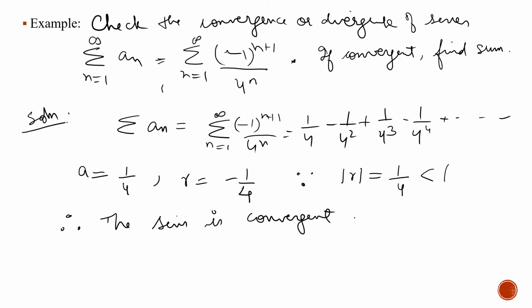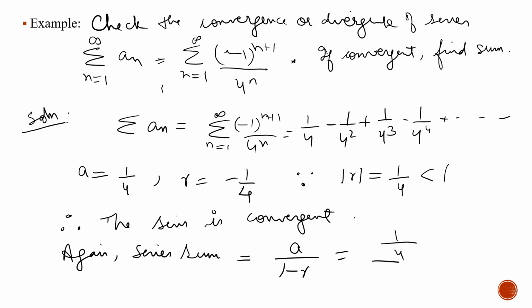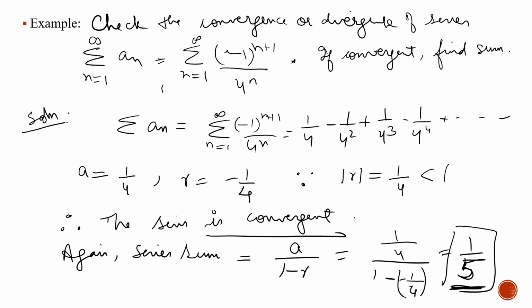And again the sum of the series will be equal to a upon (1 minus r), which is equal to, a is what? a is 1 by 4 and r is minus 1 by 4, so this will be equal to 1 by 5. So the answer is yes, this series is convergent and the sum will be equal to 1 by 5. So now let us do another example.